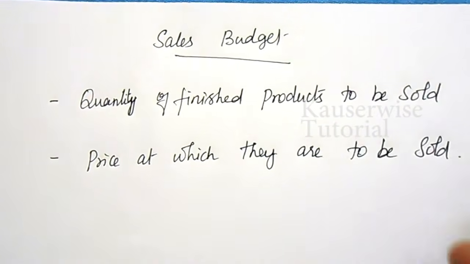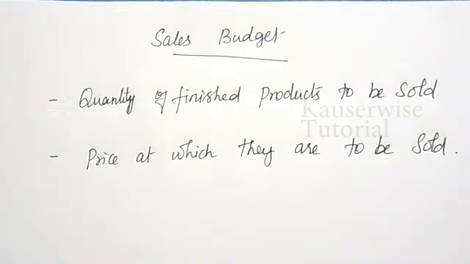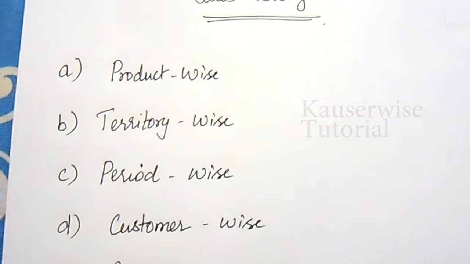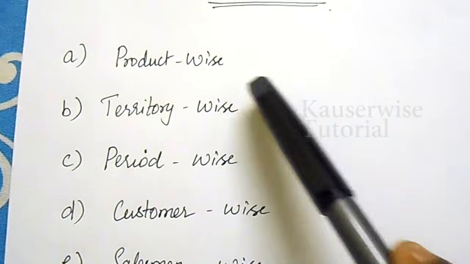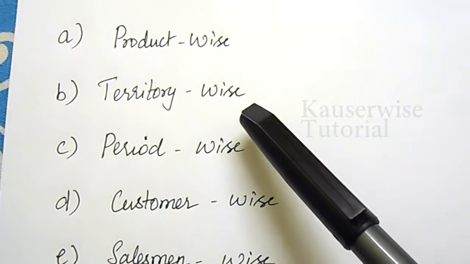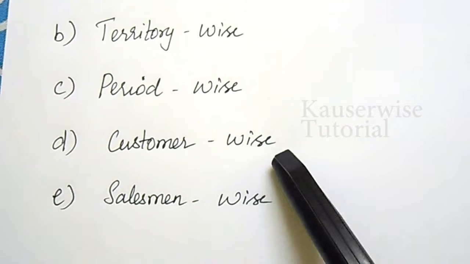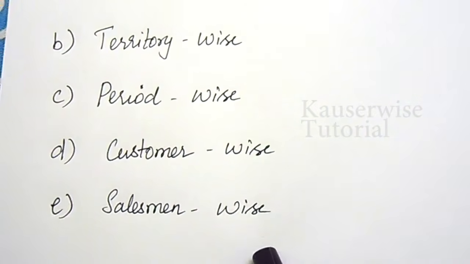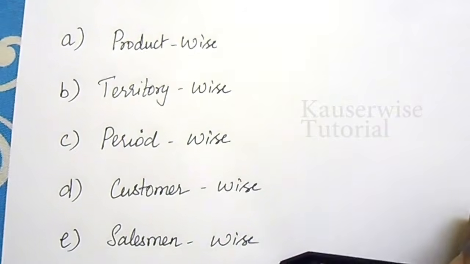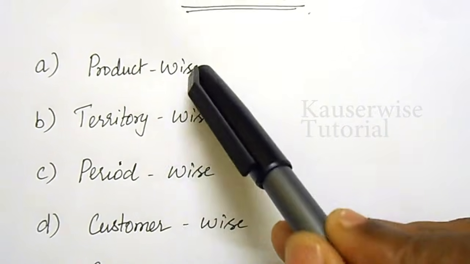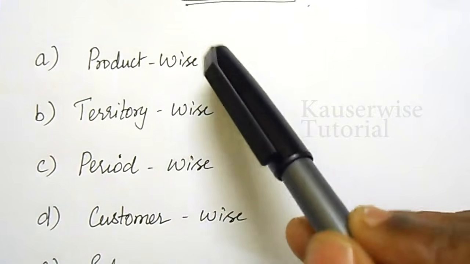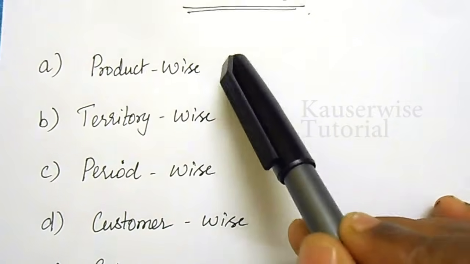So now let us see what are the different ways of preparing a sales budget. These are the 5 different ways: the first one is product wise, second one territory wise, third one period wise, fourth one customer wise, and the last one salesman wise. The first one is product wise. Here the budget estimates the sales quantity of each product.